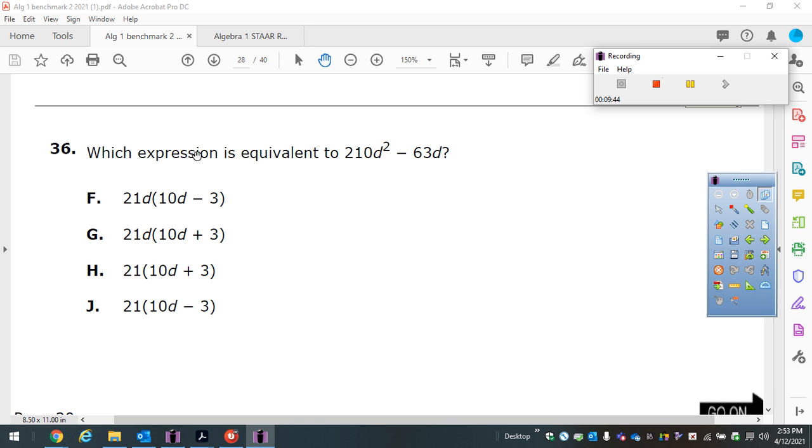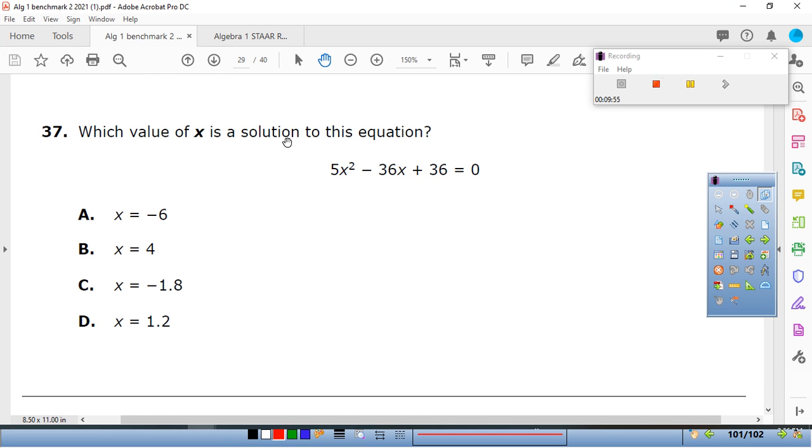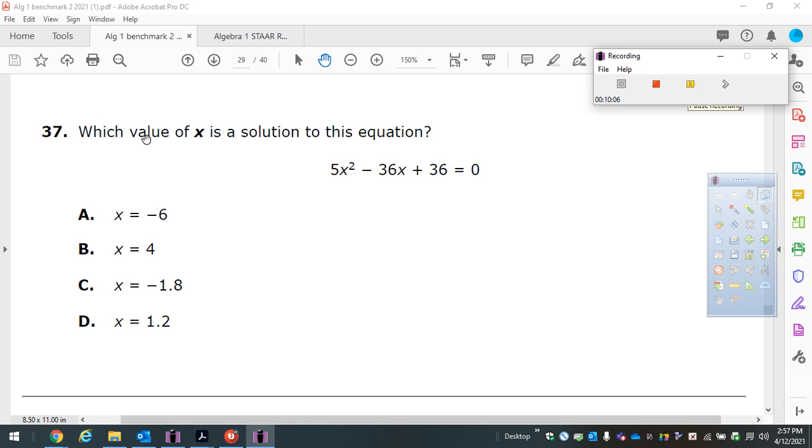Again, which expression is equivalent to 210d squared minus 63d? Here are your answer choices. Okay, let's go on. Let's go to 37. Which value of x is a solution to this equation? Damn, this is a tough question. Yeah, right, it's super easy. Come on, let's try this in a row. Okay, which value of x is the solution to this equation?